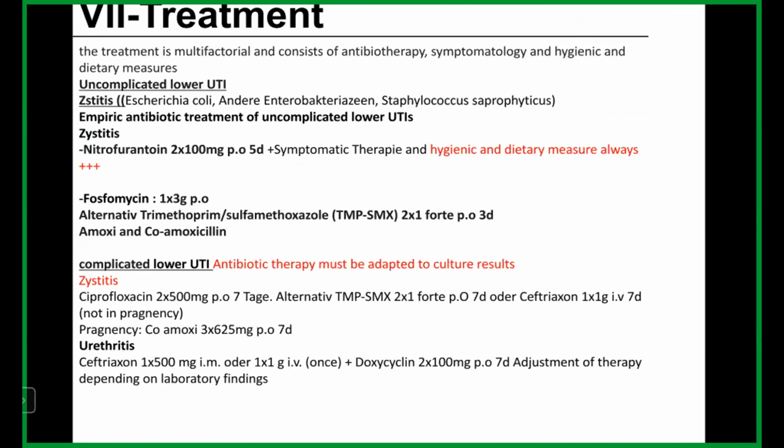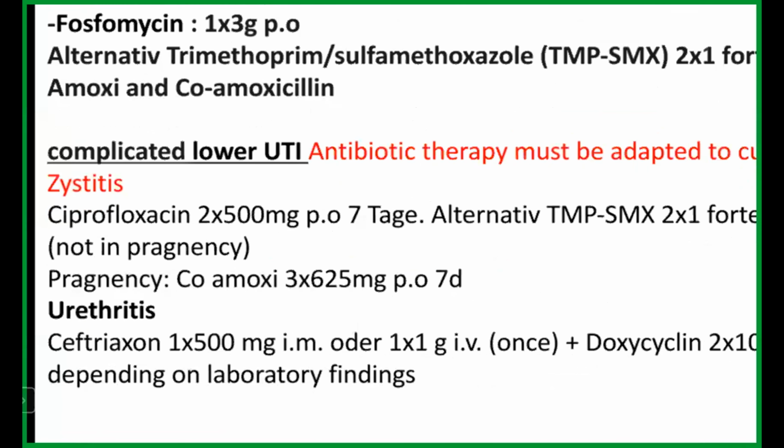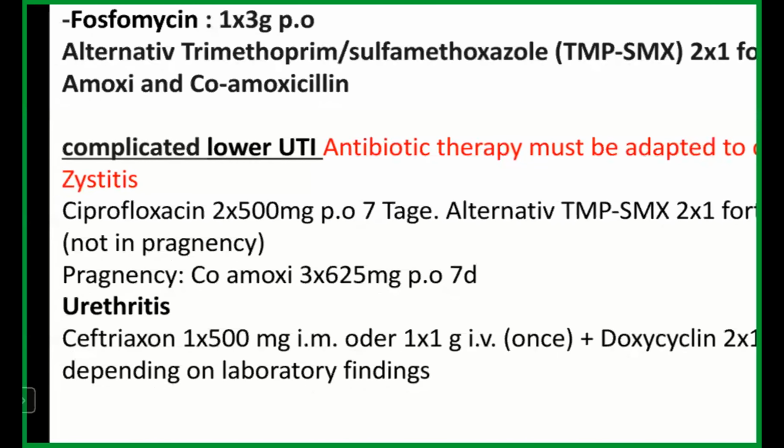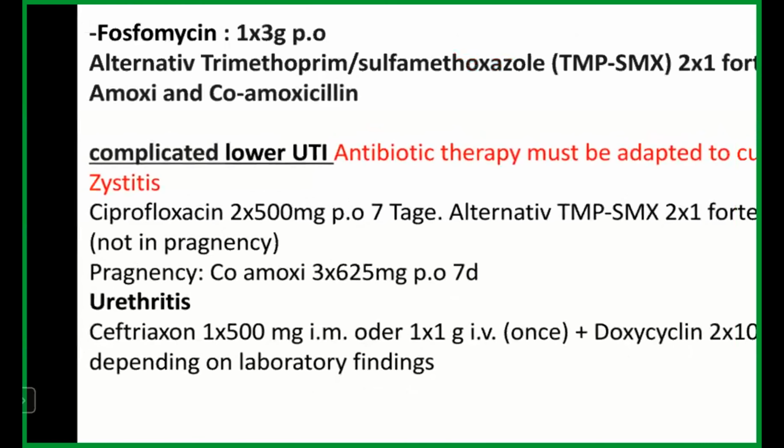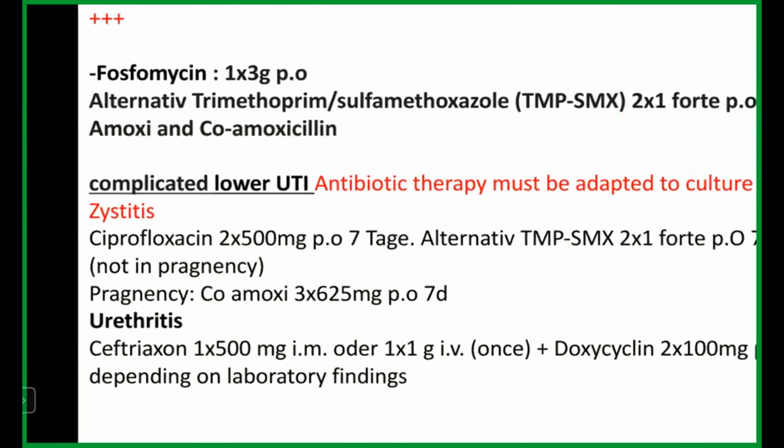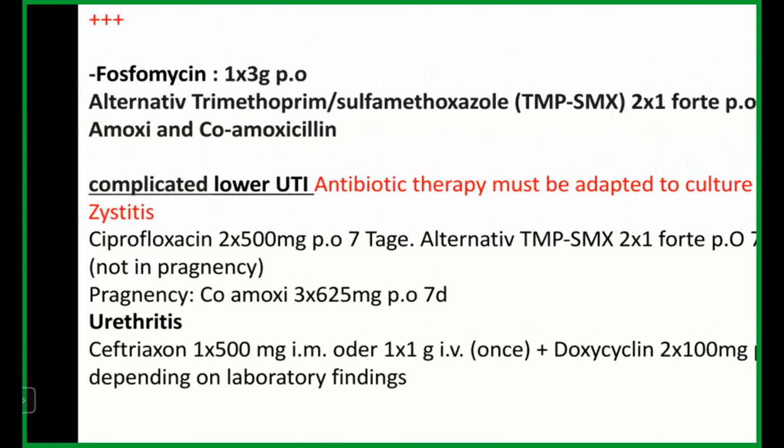And the urethritis, of course, is not the topic of today. But it's also a part of urinary infection, because urethritis could be part of urinary tract infection or a sexually transmitted disease infection. But if it is the urinary infection, we give ceftriaxone 500 milligrams, the first injection intramuscular, or we give 1 gram intravenous.